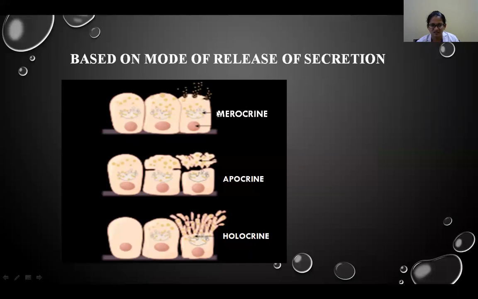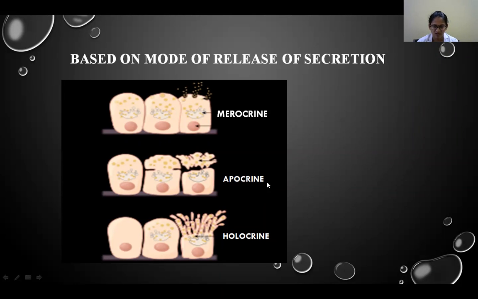In merocrine cells, the secretion takes place by the exocytosis process. Main examples for these merocrine cells are parotid gland and pancreas. These are the two examples for the merocrine cells, where the secretions occur through exocytosis.